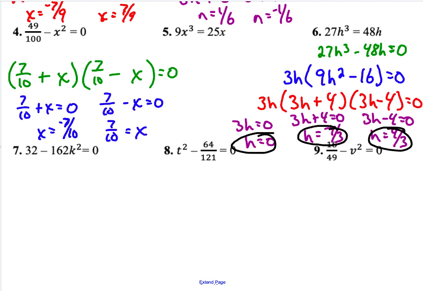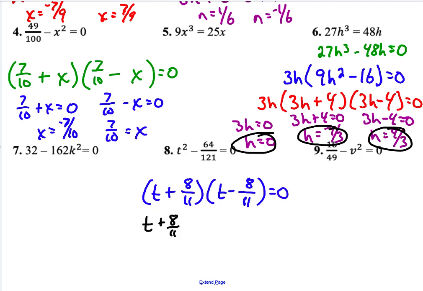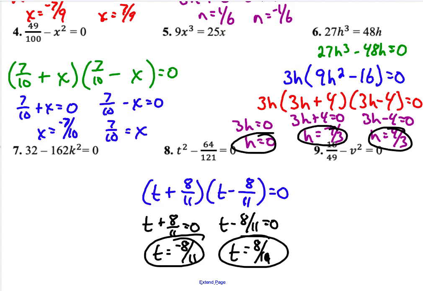All right, let's do one more, number 8. So t squared is t times t. 64 over 121. Well, 64 is 8 times 8. 121 is 11 times 11. And then I want one plus and one minus, and it's still equal to 0. t plus 8 elevenths equals 0, so t is equal to negative 8 elevenths. Oh, not tenths, elevenths. t minus 8 elevenths is equal to 0, so t is equal to positive 8 elevenths. And those are my two solutions, my two roots to this.